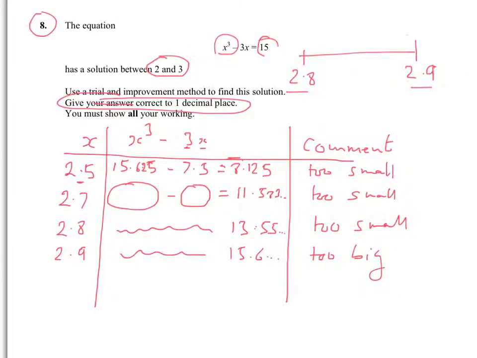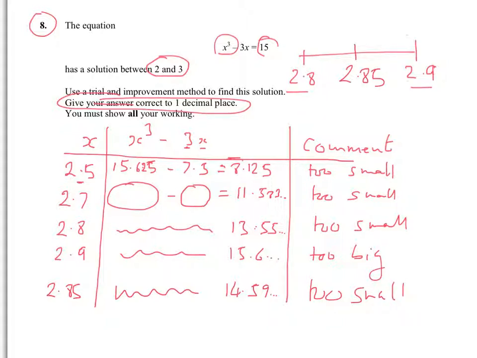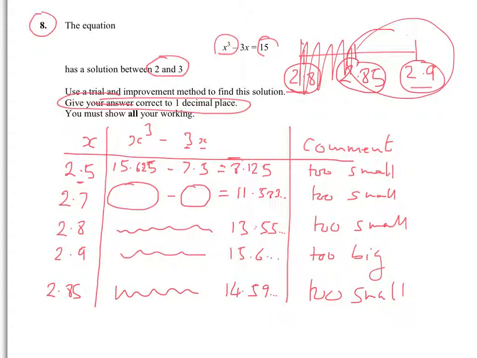But we need to find which of these is it closer to. So what I'm going to do is I'm going to try halfway between. Now, halfway between is 2.85. When I try 2.85, I find that, again, do all the working out, show that in here, but I get 14.59-ish, something like that. And that is too small. So I know that the answer is between 2.85 and 2.9, so my final answer has got to be 2.9. It's closer to 2.9. Before I tried that 2.85, I didn't know whether the final answer was 2.8 or 2.9. I didn't know which one to go for. So we have to do that and make sure that we've got it fully right.